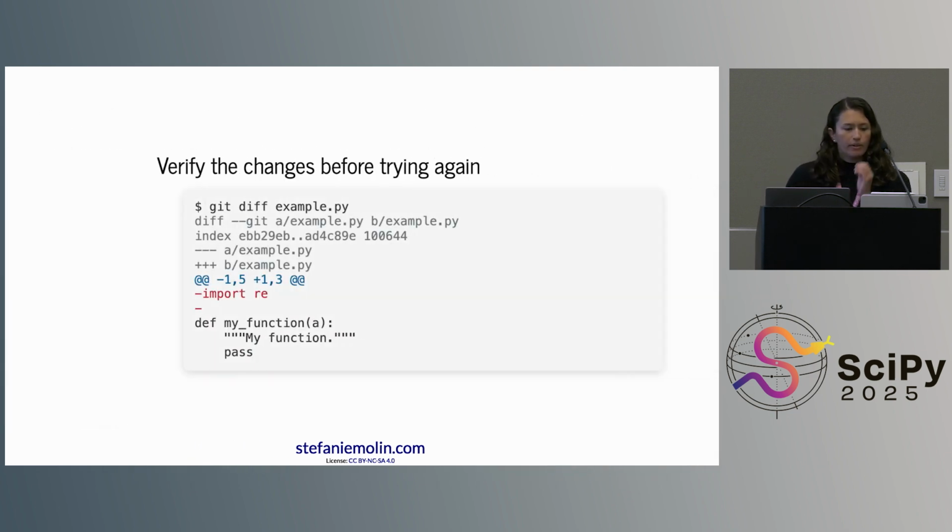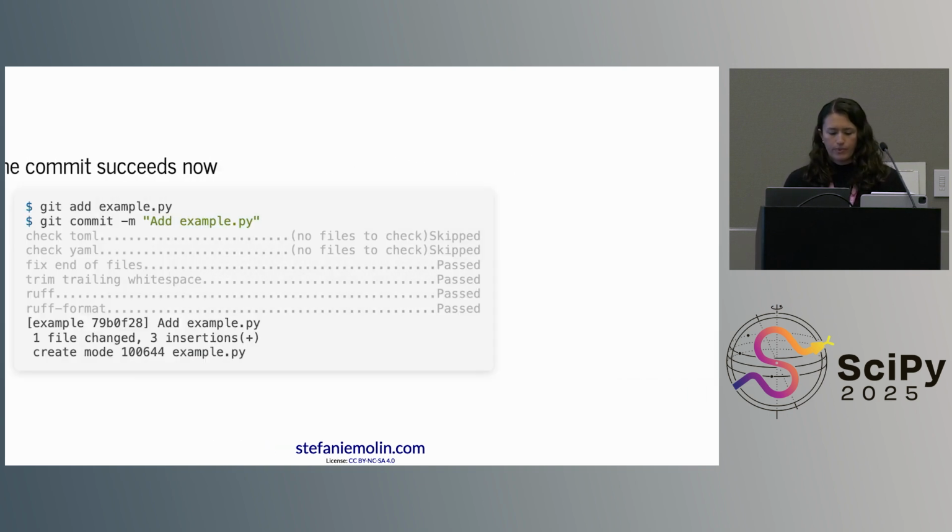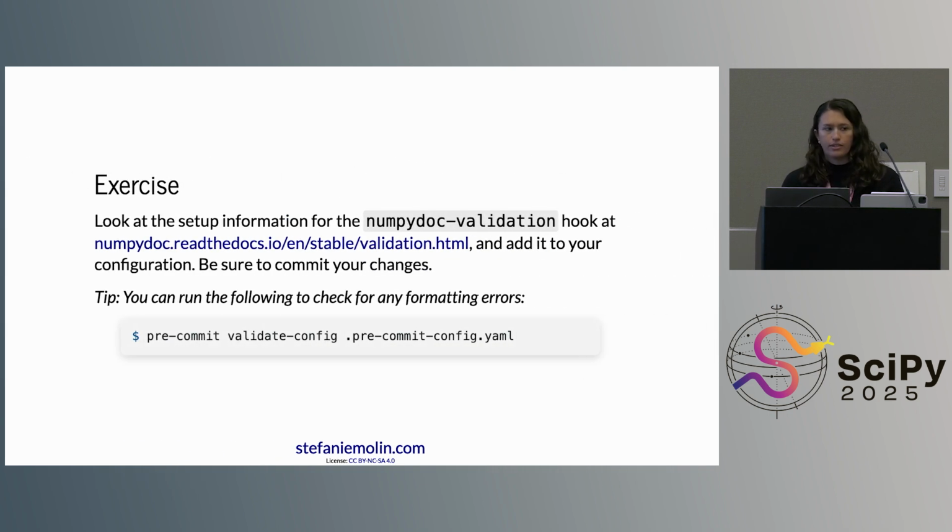Okay, and so now we're going to do another exercise. This time we're going to add a different third-party hook, and this one is checking docstrings. So you can go to that URL and read about how to add it. Usually there's a thing where you can copy paste. So you'll copy paste into your YAML file, and set the version to usually the latest version of that hook.